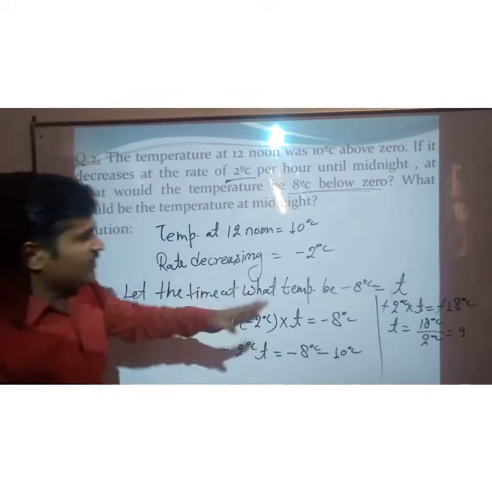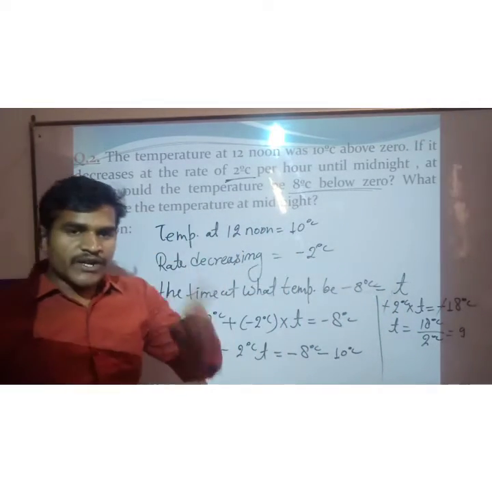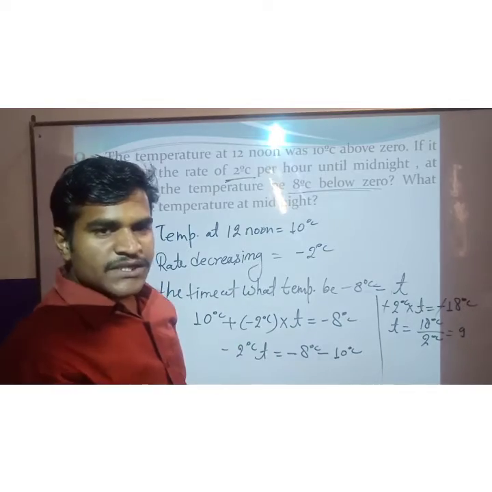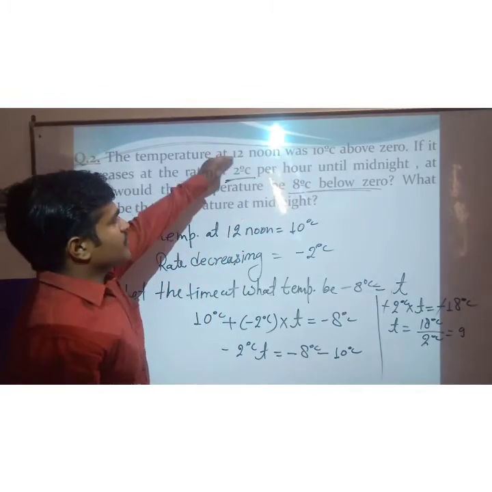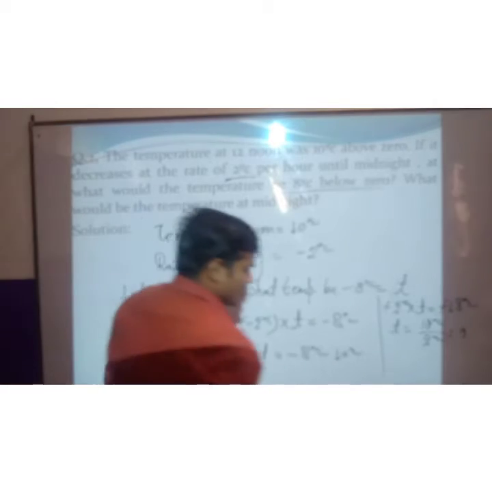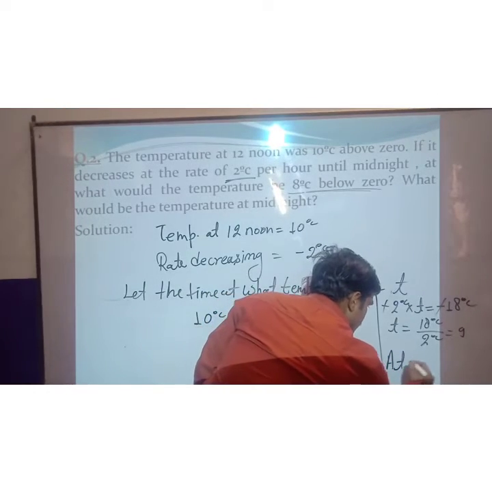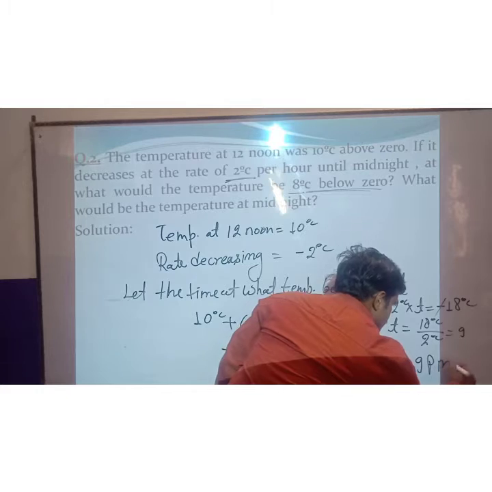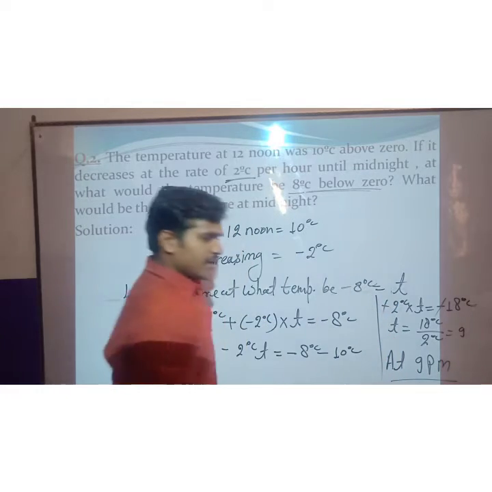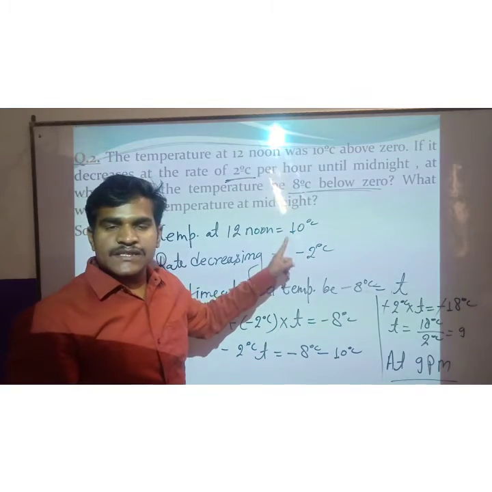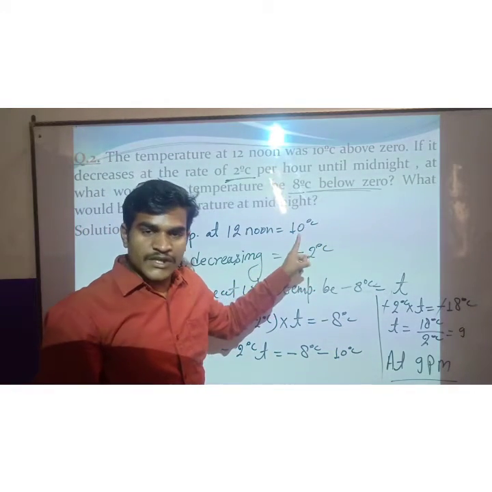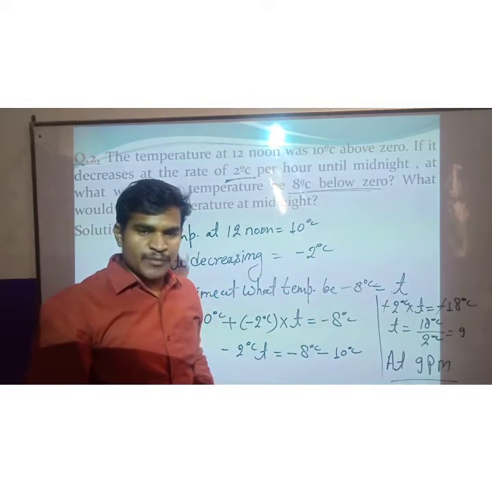It means after 9 hours the temperature would be minus 8 degrees Celsius. So after 9 hours from 12 noon, what would it be? At 9 p.m. the temperature would be 8 degrees Celsius below zero. Understood? I hope it's clear.